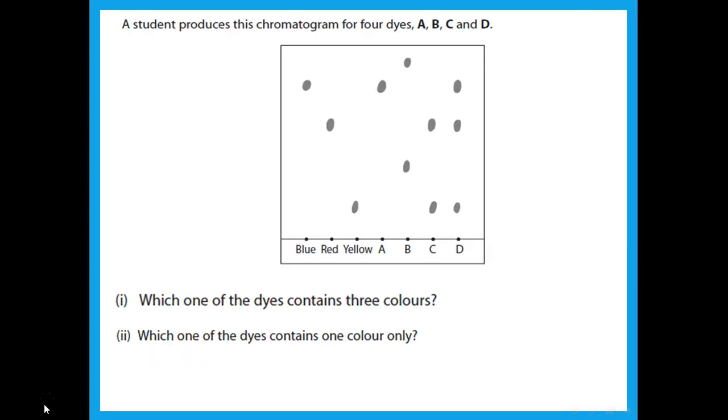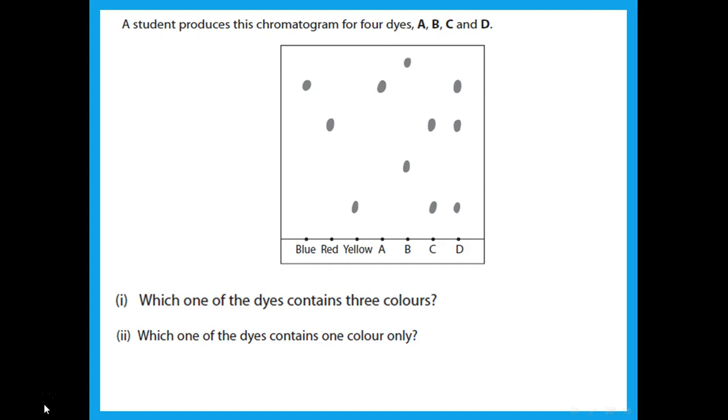A student produces this chromatogram for 4 dyes A, B, C, D. So he has A, B, C, D, and he's comparing them to blue, red, and yellow. Which one of the dyes, A, B, C, or D, contains 3 colors? Remember, 3 colors means it gives 3 spots, and the spots are given horizontally along the same line as the spot that we originally put.